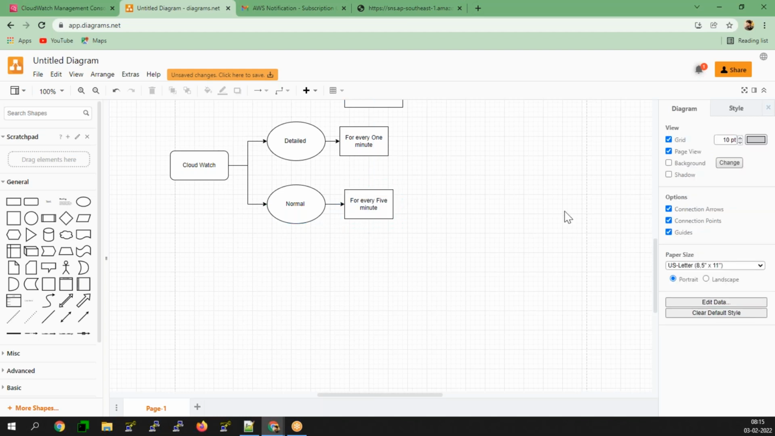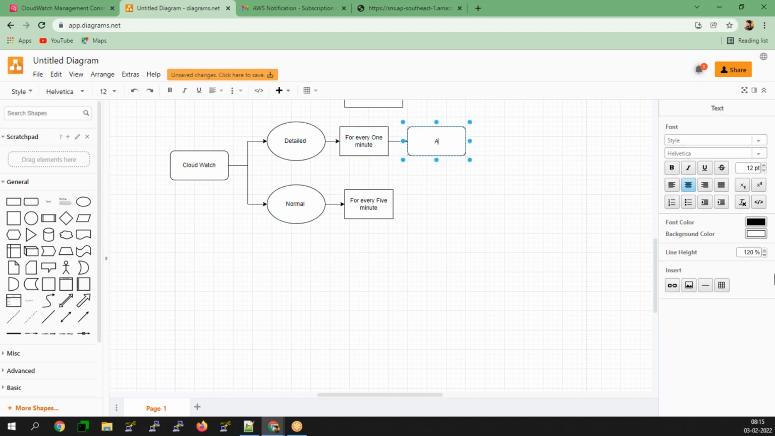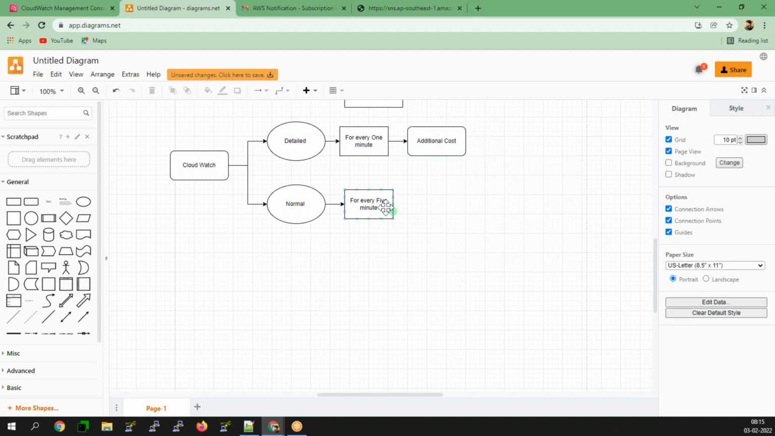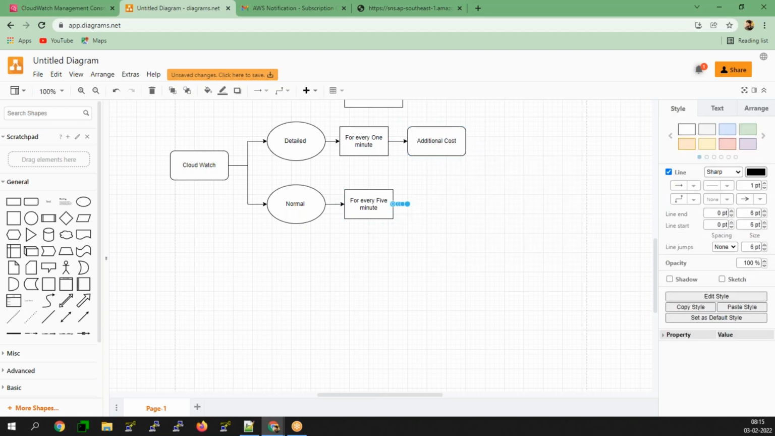So these are the two things that you need to understand here. Detailed monitoring will happen for every 1 minute, and you will get the metrics. This will have an additional cost. The normal monitoring will have the normal cost.